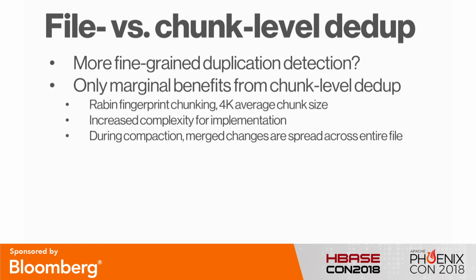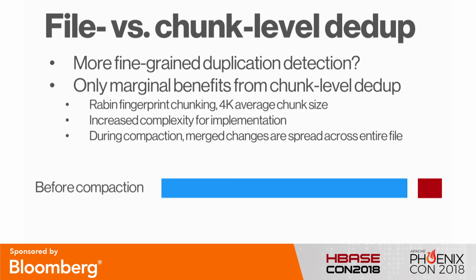And the answer is actually no. We observed that we can only obtain very marginal benefits from chunk level dedupe. We actually implemented a rabin fingerprinting chunking algorithm with an industry standard 4 kilobyte average chunk size. Although this increased the complexity of implementation, we initially expected it would improve the deduplication ratio. However, it turned out that it's not the case. So let me give you an example why.